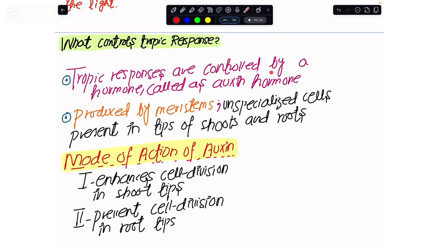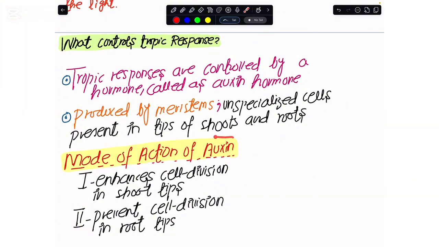Now we must know where this auxin hormone is produced. We see that it is produced in the tips of the shoots and the tips of the roots, which are basically the growing tips both in context of the shoots and the roots. They have in themselves unspecialized cells, and these cells are the meristem cells. And when these meristem cells produce the auxin hormone, under that influence, we see the tropic responses being exhibited by the root and the shoot tips.